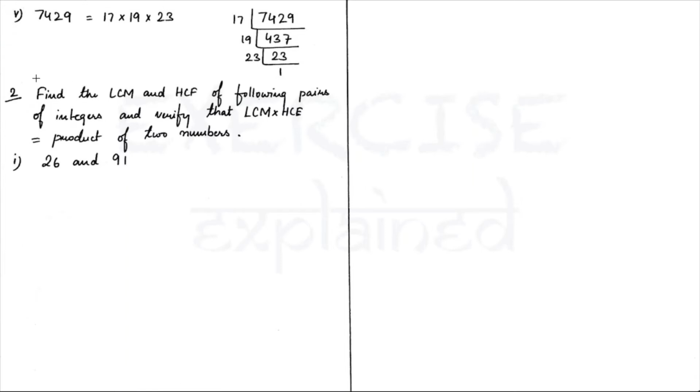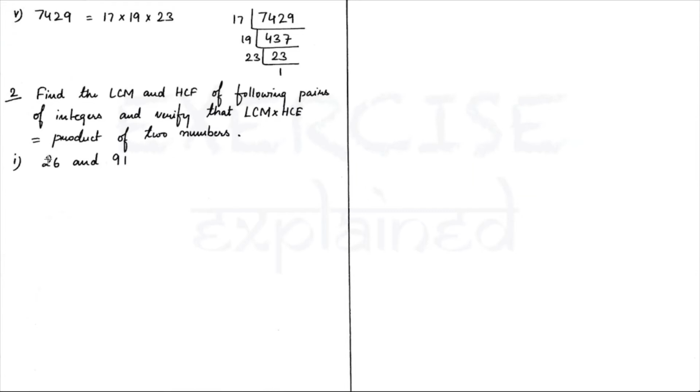So coming to the next question, that is for our NCERT textbooks real numbers chapter. Find the LCM and HCF of following pairs of integers and verify that LCM into HCF is equal to product of two numbers.